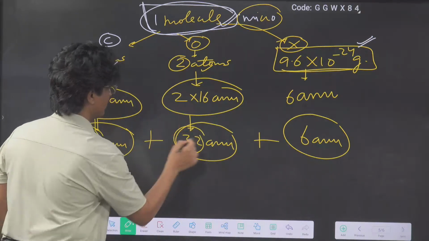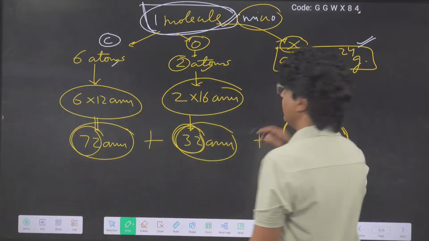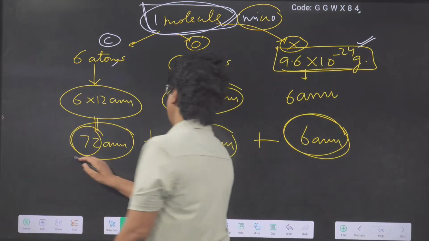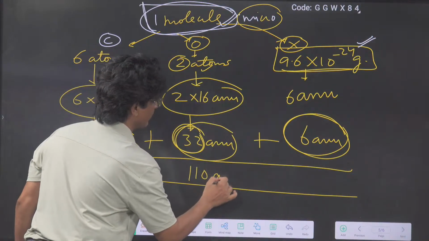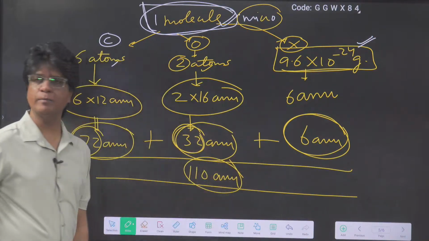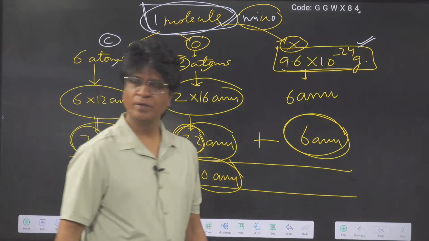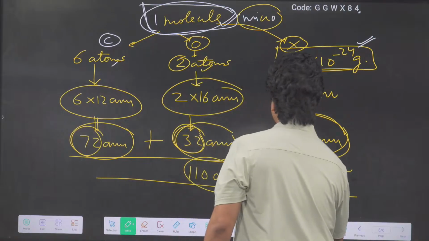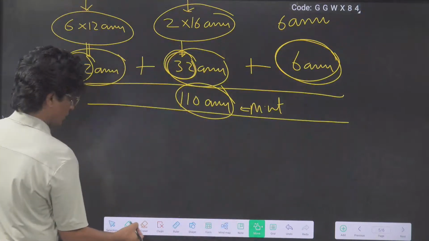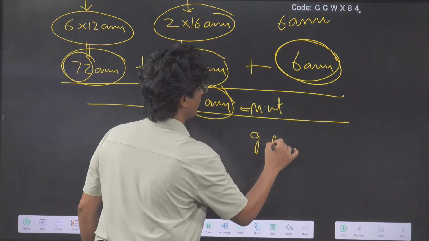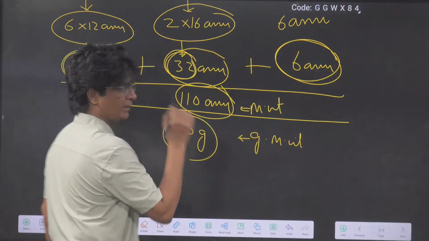72 plus 32 is how much? 104. 104 plus 6 is what? 110. So one molecule has a weight of how much? 110 AMU. Yes or no? So this is the molecular weight of one molecule in the microscopic world. And if you have to write down the value of gram molecular weight, then this will become what? 110 gram. Yes or no?